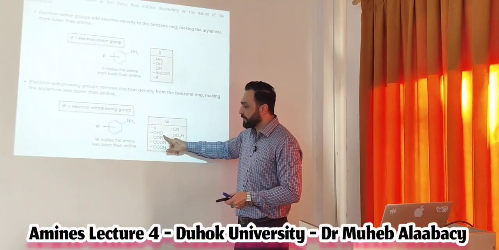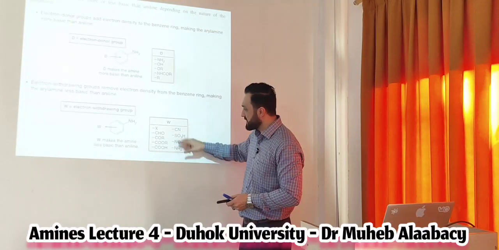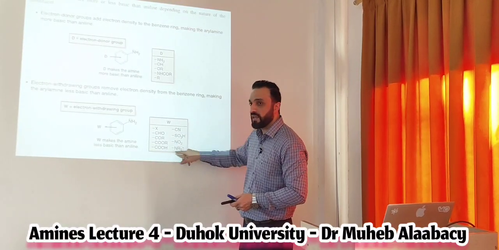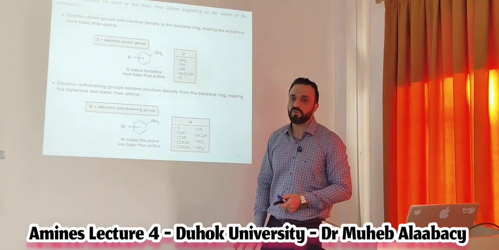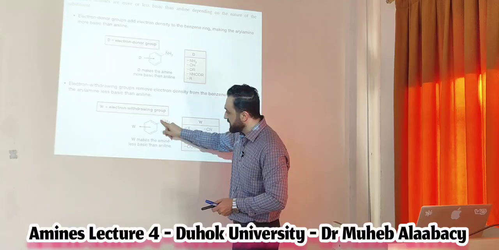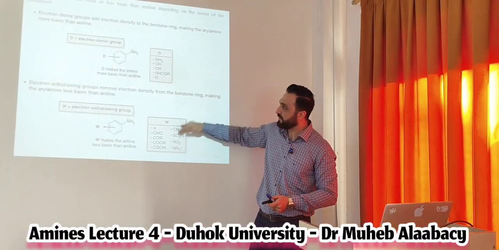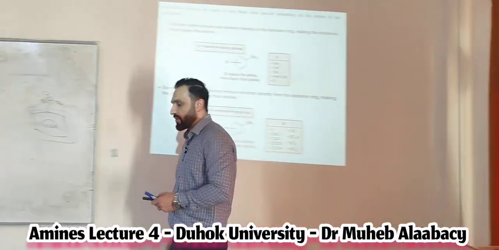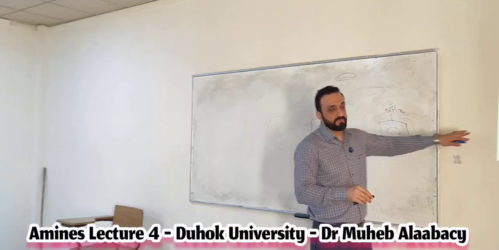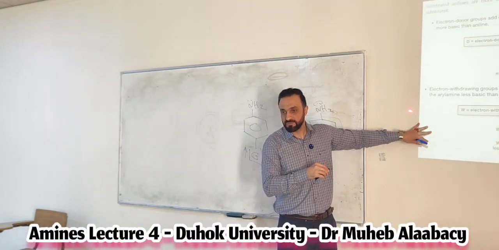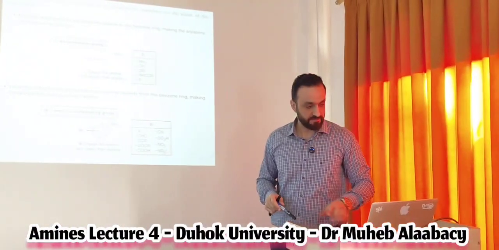So the carbonyl groups: ketone or aldehyde, esters, carboxylic acid, cyanide, sulfonyl, nitro. Okay, and the ammonium salts. All of them are withdrawing groups and decrease the electron density on the nitrogen, so they are less basic than aniline. Okay, this is all clear for you. Do you have a problem here? Do you have a question? Do you understand? So, if we have homework, next slide.